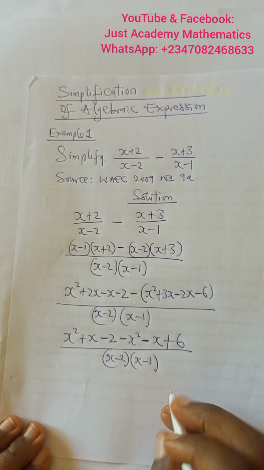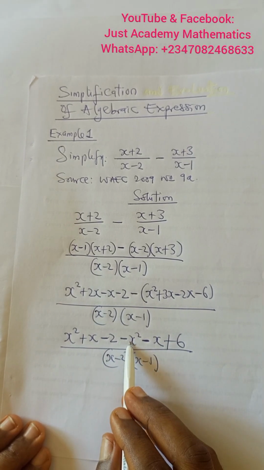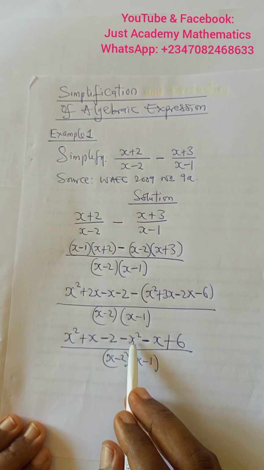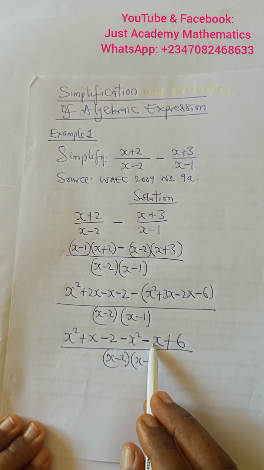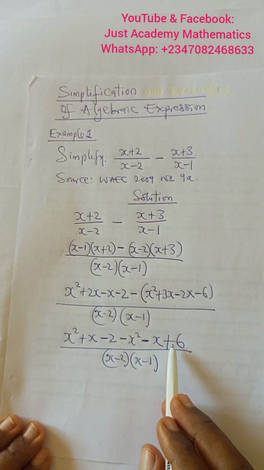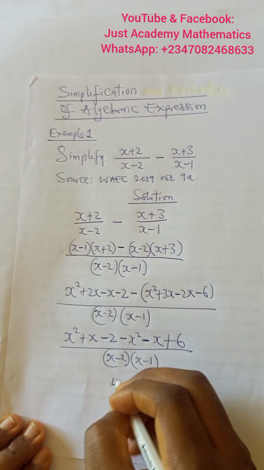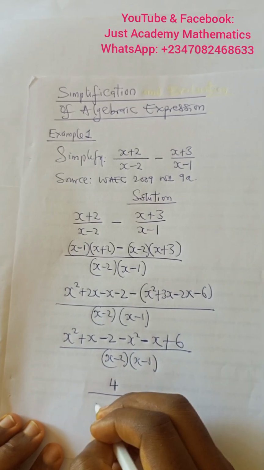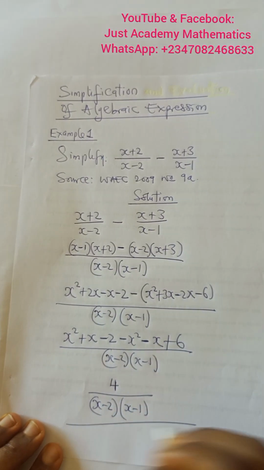So what do we do? We conclude by saying that x squared minus x squared is 0. Of course, this will cancel this. x plus x minus x is also 0. So we are left with minus 2 plus 6. And minus 2 plus 6 will give us what? 4. So the answer is 4 over x minus 2 bracket x minus 1. This is the answer.